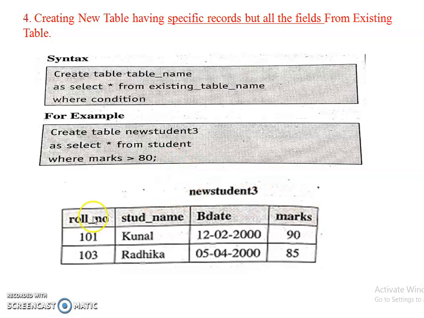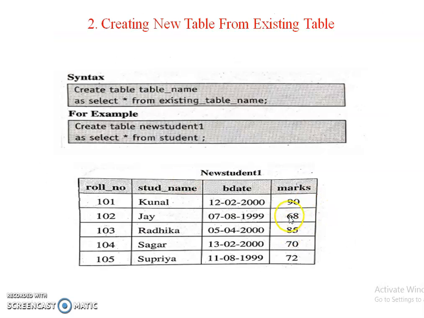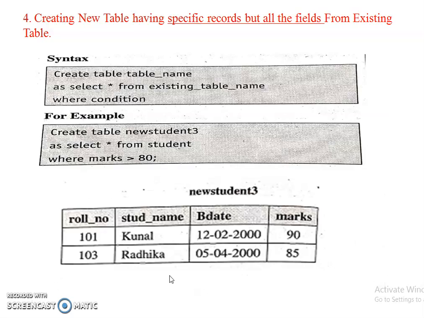It means that here our new table is created, new student 3. It means roll number, student name, date of birth and marks. It means specific records greater than 80. It means here only two records are available greater than 80. It means 90 and 85. So only these two records are displayed, 90 and 85. It means that specific records but all the fields. All fields means nothing but all the attributes, that is roll number, student name, birth date and marks.